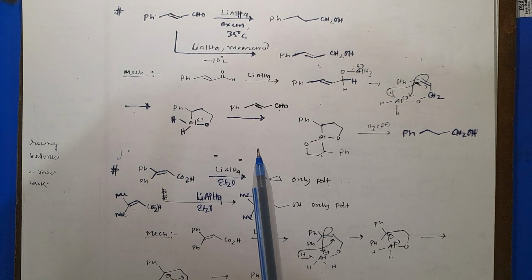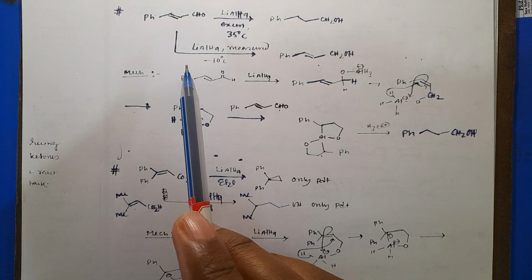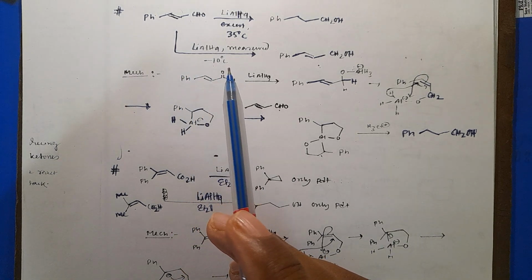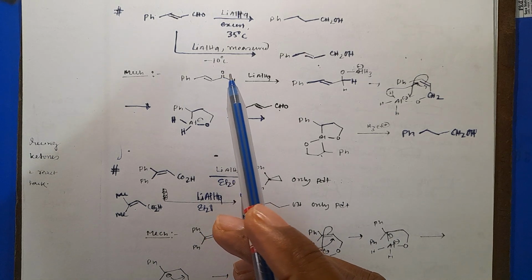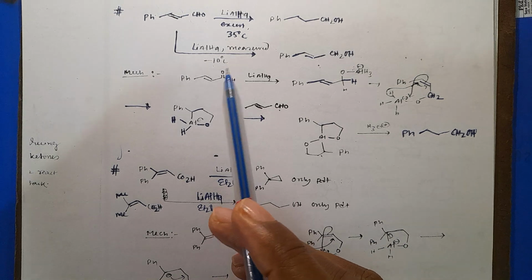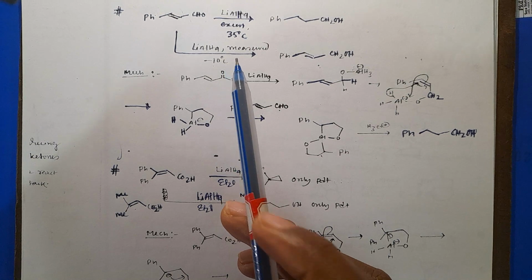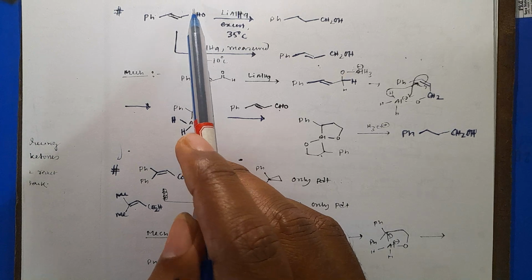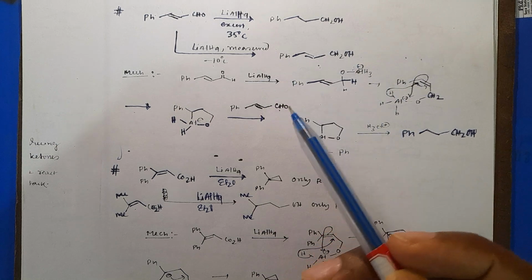So in the last couple of lectures, I have already discussed some important applications of lithium aluminum hydride. As you know, lithium aluminum hydride can act as a strong reducing agent. So in today's lecture, I am going to tell you a couple of examples where lithium aluminum hydride can selectively reduce both the double bond as well as some active functional group like aldehyde or acid, etc.